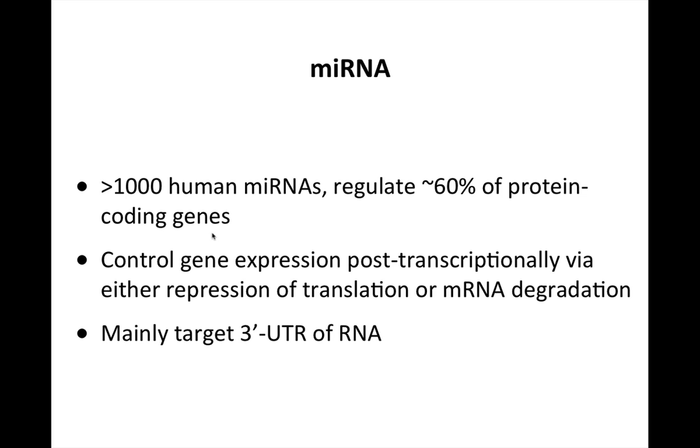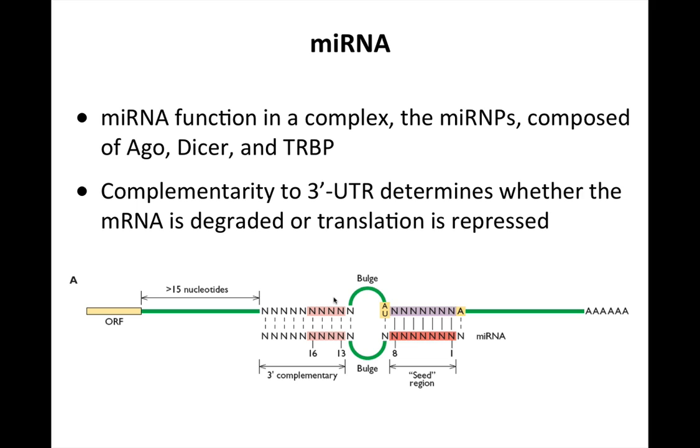The way they work is they bind the 3' untranslated region of messenger RNAs, and they either cause degradation of the mRNA or they repress translation. And this is what we want to talk about right now. These microRNAs function in a protein complex called the microRNP, and this, in addition to the microRNA, has a number of cellular proteins, one of them called Dicer, which you may imagine can dice up the RNA to which the microRNA is pointing. These microRNAs typically are complementary to the 3' untranslated region of the mRNA.